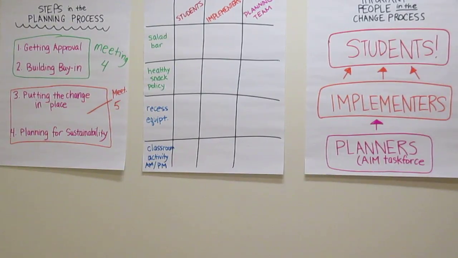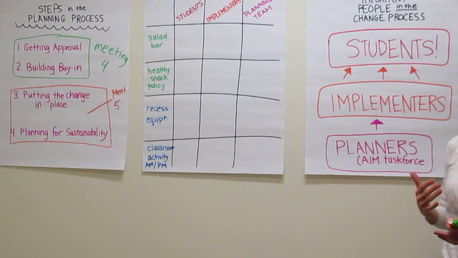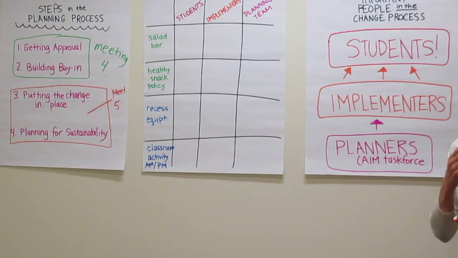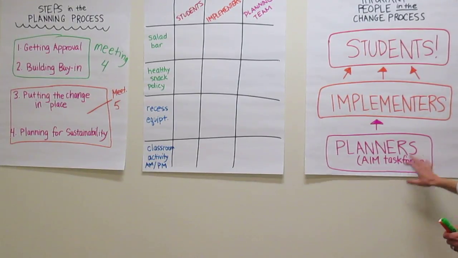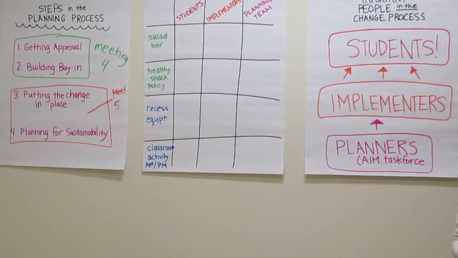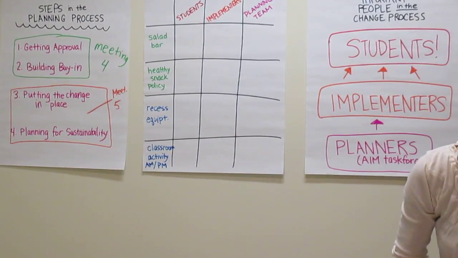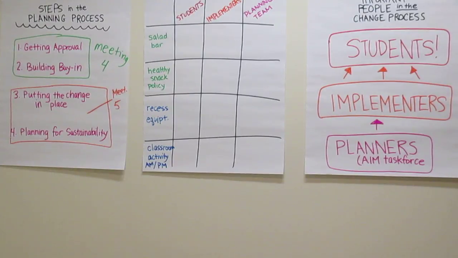So let's take a look at our important people in the change process poster. I was just focusing on the students and the implementers. The students are who we want to use the change, so they're always the focus of our meetings. The implementers, we have to keep them in mind too, because they're the people who are going to be implementing the change on a day-to-day basis. And then our planners, that's us. Those are the people on this task force, people who are making the changes and deciding how best to implement them.